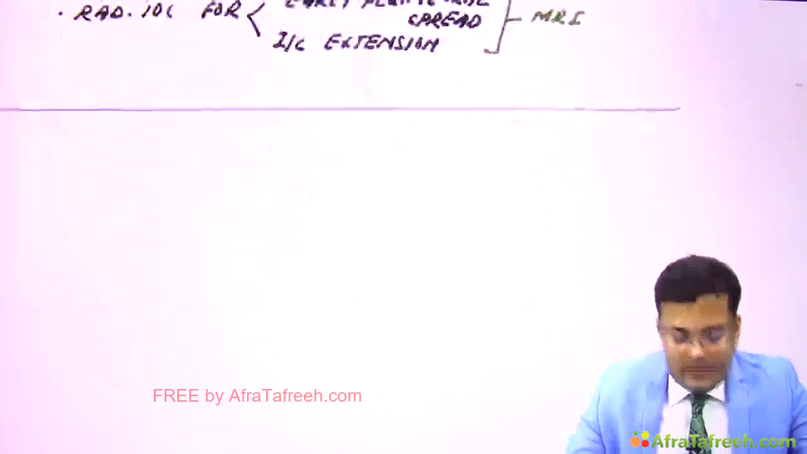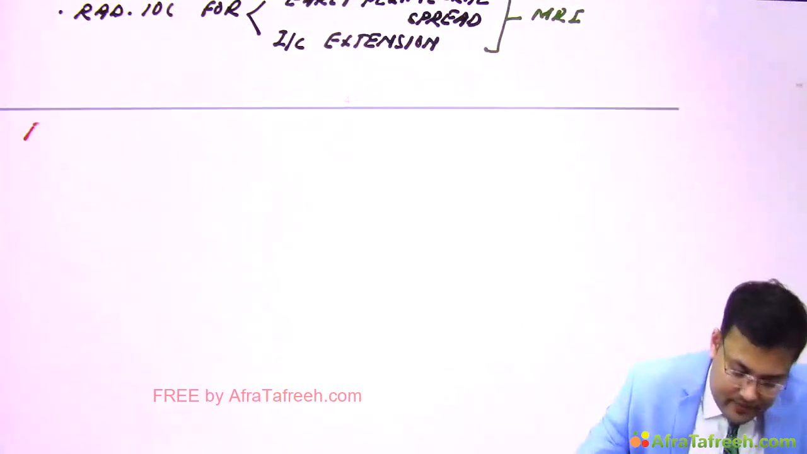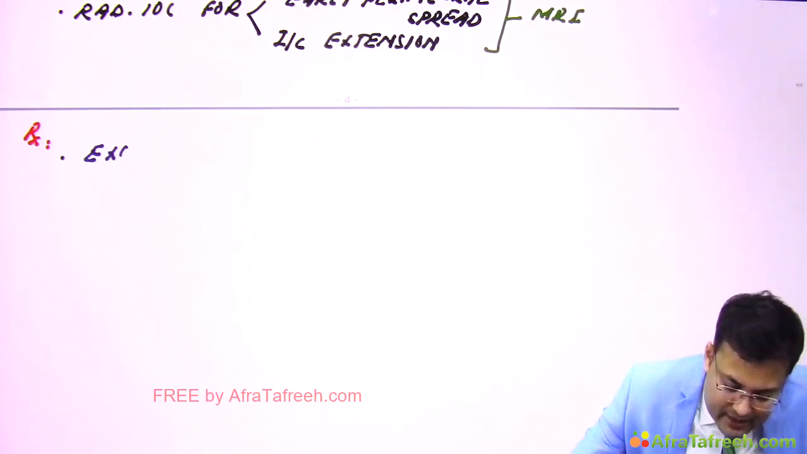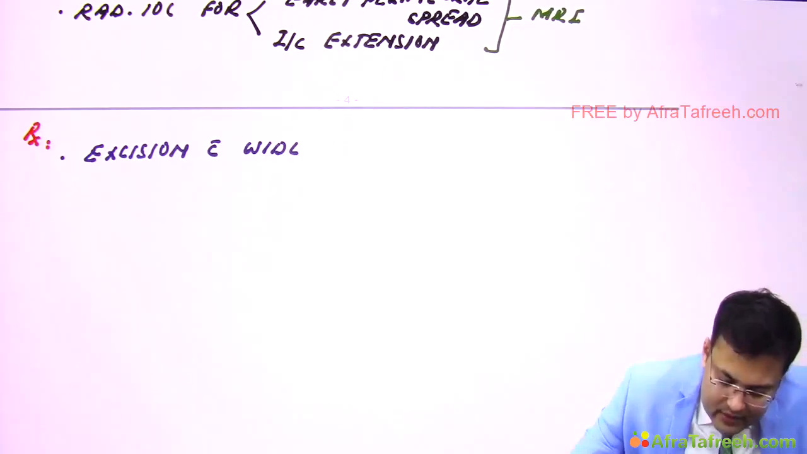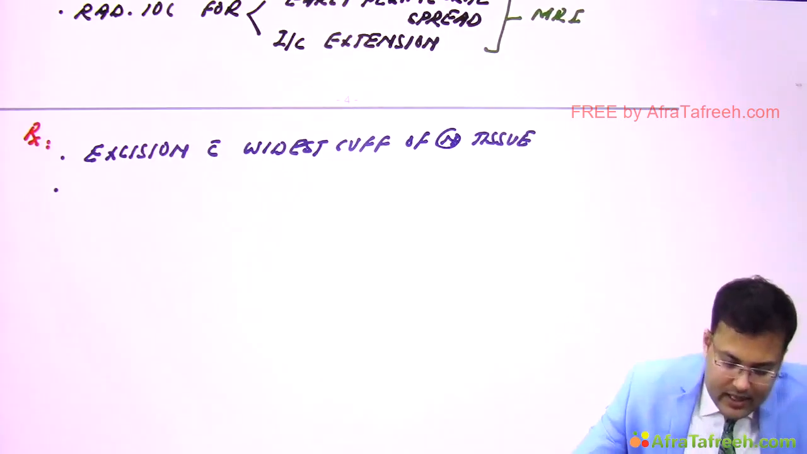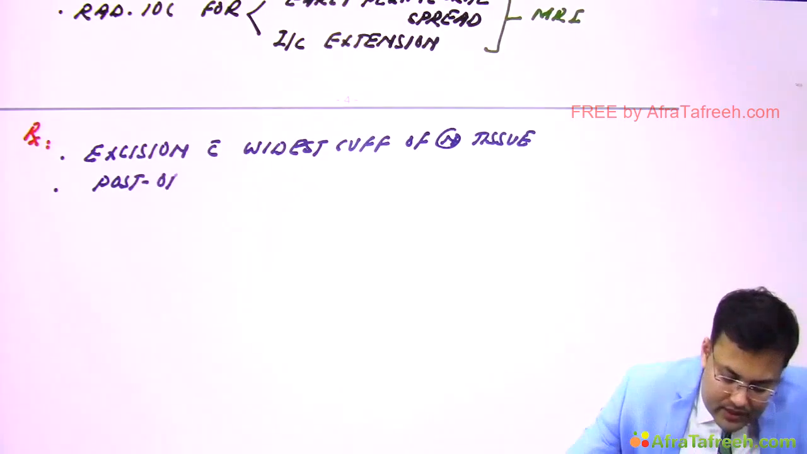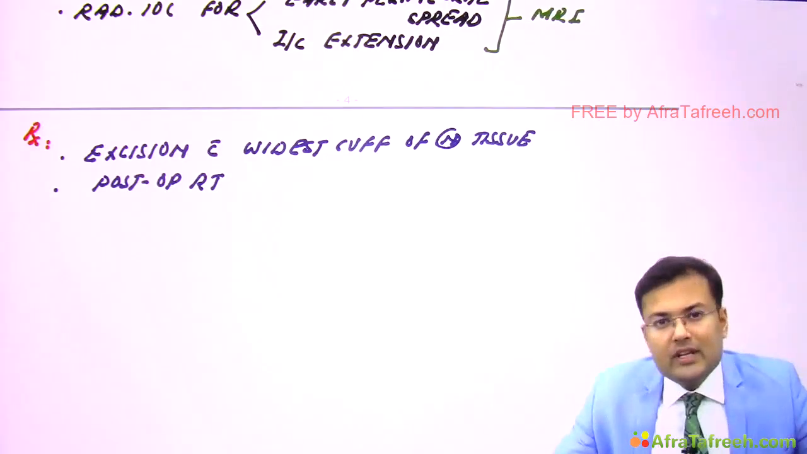And second thing which we do, in the post-operative period we have to give radiotherapy to prevent or avoid the recurrence. So what's the treatment here? Excision with widest cuff of normal tissue. Why? Because there are skip lesions, plus post-operative radiotherapy. Why? To prevent the recurrence.